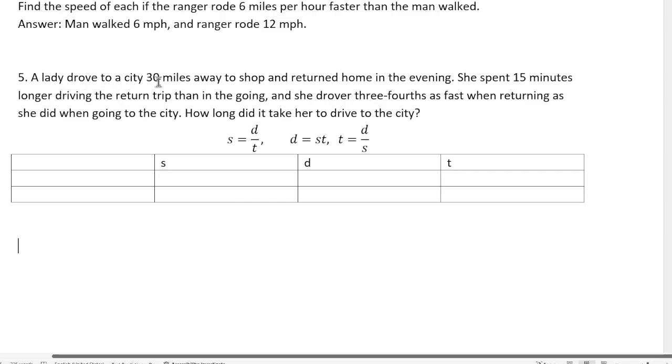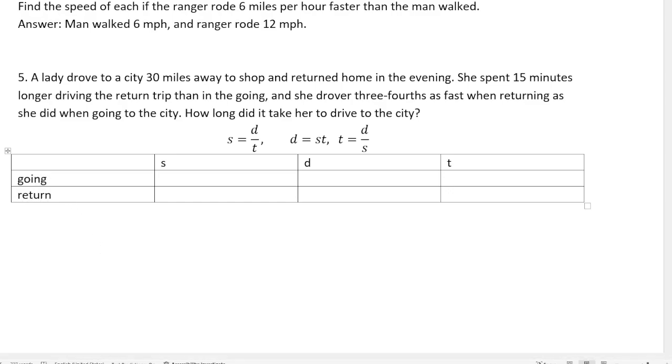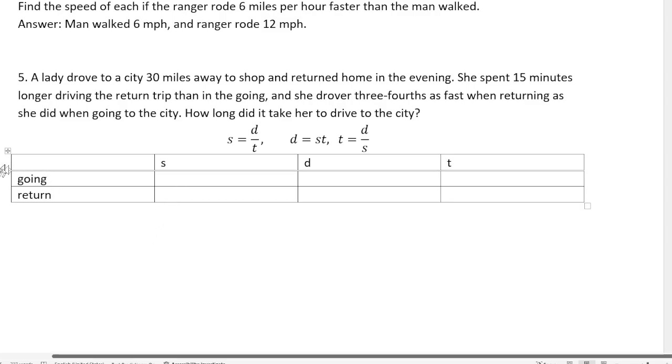A lady drove 30 miles away and returned. Okay, return trip and going. Going and return, those are the two scenarios, right? And we'll just start reading the speed, distance, and time. Okay, so do we know the speed? Well, it does say 3/4 as fast as when returning, and so on. So we do know something.